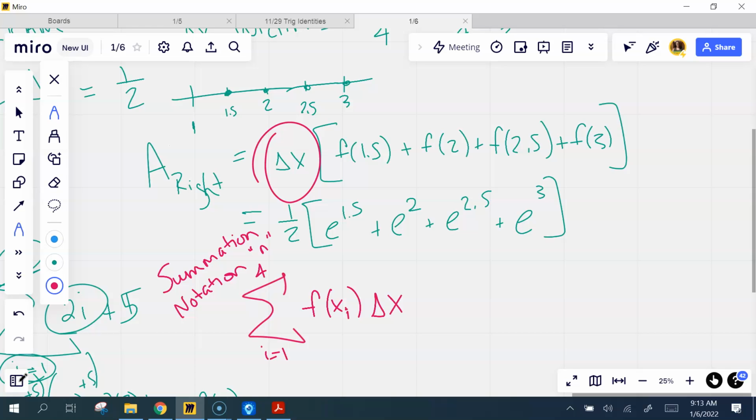You're saying it's half at each time. Add them all together. Or you could have done 1/2 e to the 1.5 plus 1/2 e squared plus, and so on. You could do it either way. So this is saying you're going through the first 4 x's in your interval.